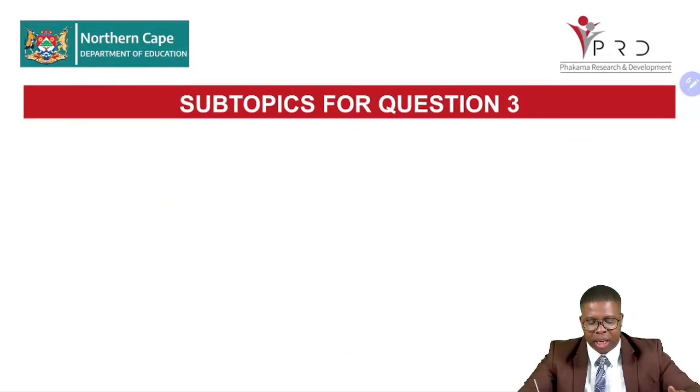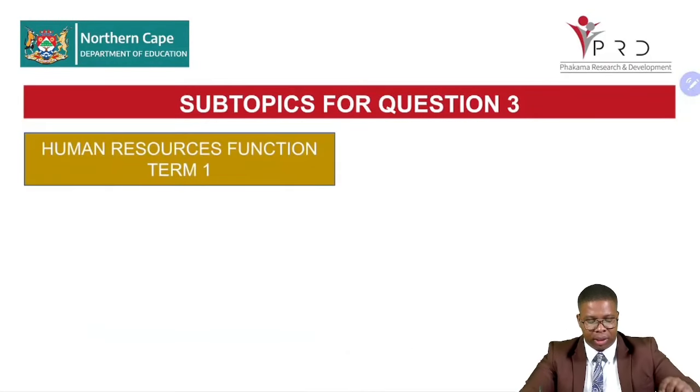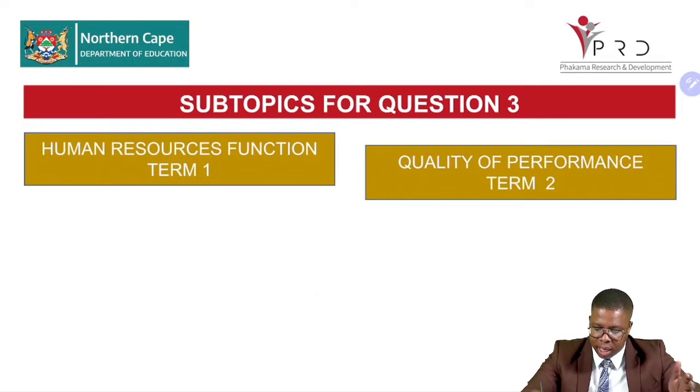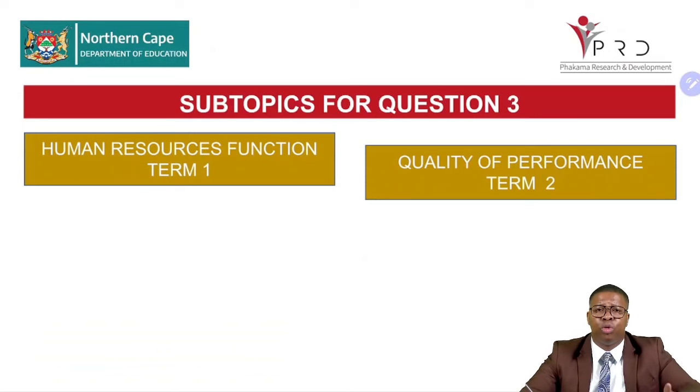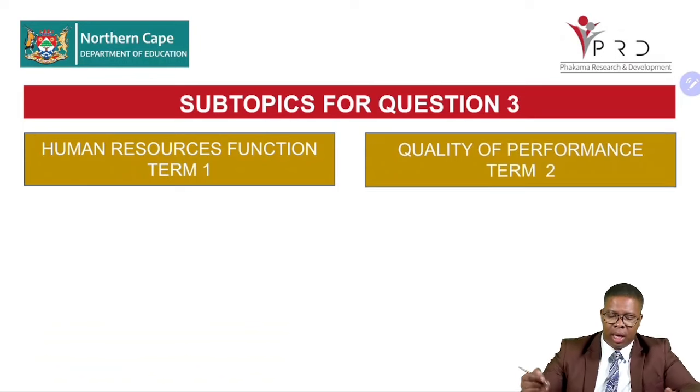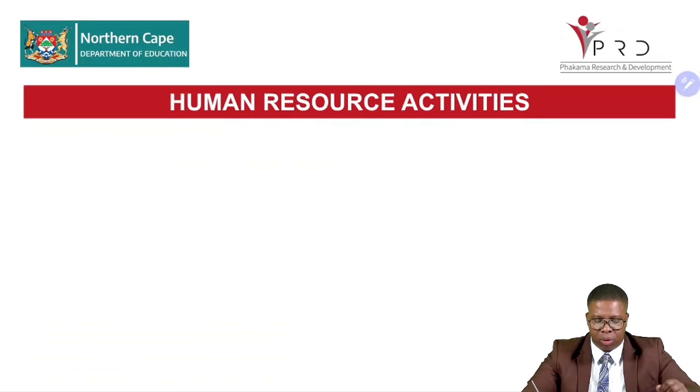Now let us look into subtopics for question 3. You have your human resources and your quality of performance. Let's see how do you go about this. I will show you what the examination guideline is saying, and I will also show you typical questions to say how do you go about answering such questions. Let's start. Typical questions on question 3.